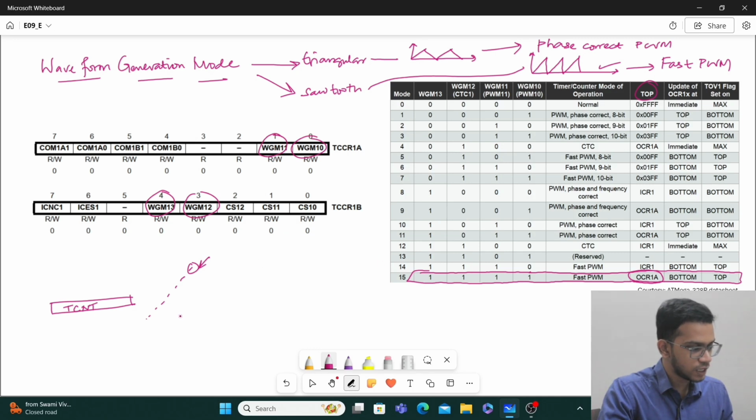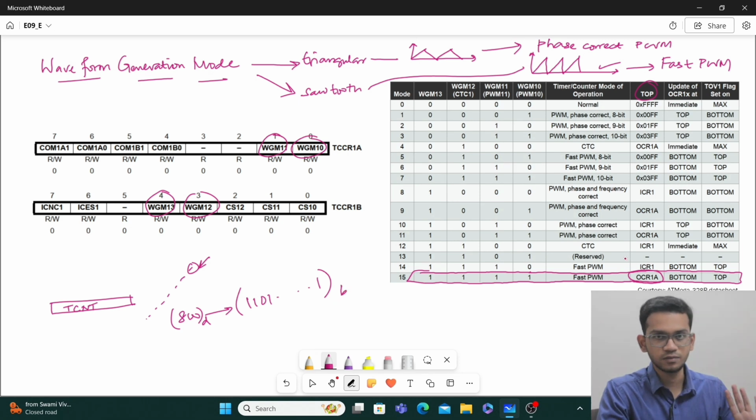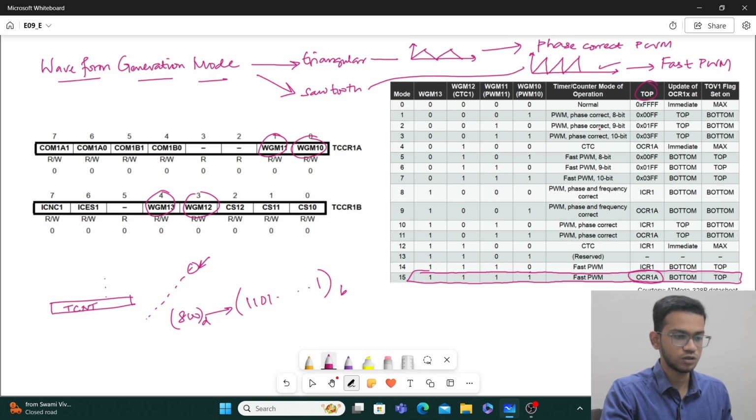You will convert this decimal number of 800 into binary. This may be some 0 something. This binary of 800 you will load into this OCR1A register and keep it. So the moment this counter keeps incrementing, 0 to 1, then 1 to 2, and 2 to 3, and so on, after it reaches the binary value of 800, it will fall down. It will reset itself. So OCR1A determines up to what value it will count.